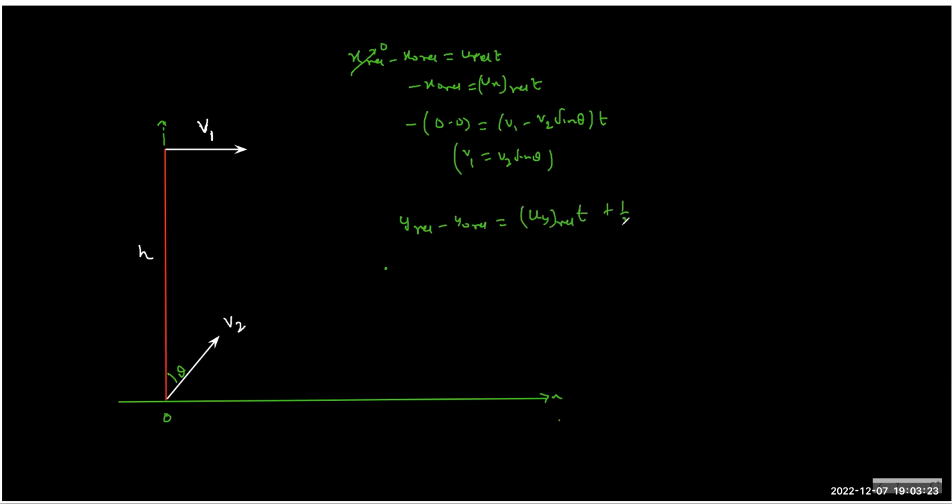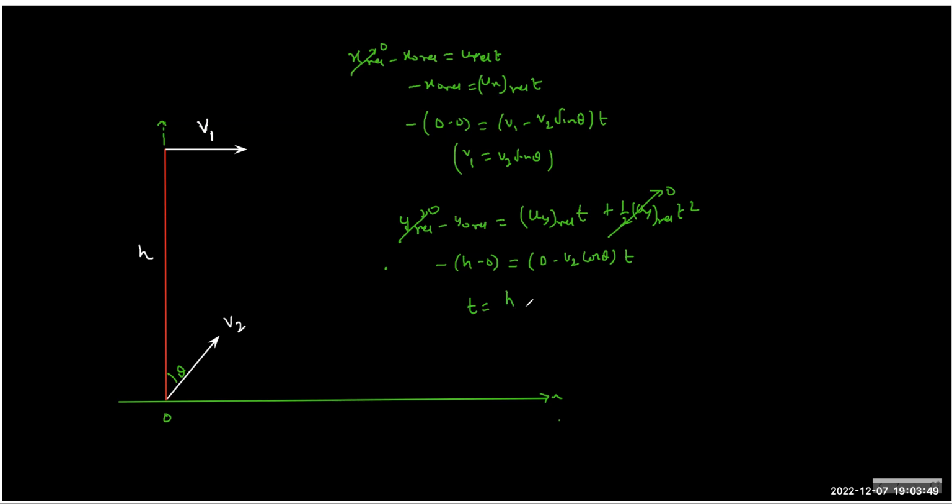Zero minus H. This is again 0. Why? Because they have the same axis in the y direction. So y not relative is what? H minus 0, let's say 1 minus 2. And this is 0 minus, that's it. So we are done. If you substitute properly, you'll get the answer.